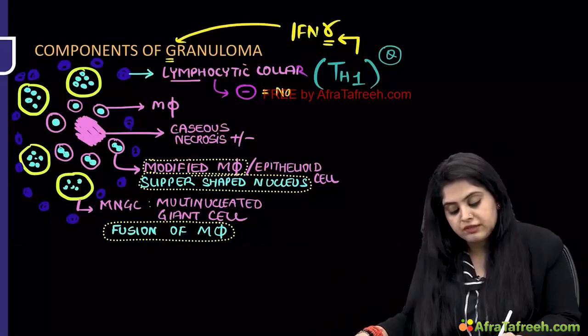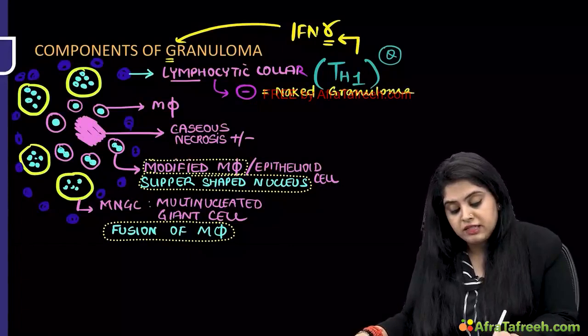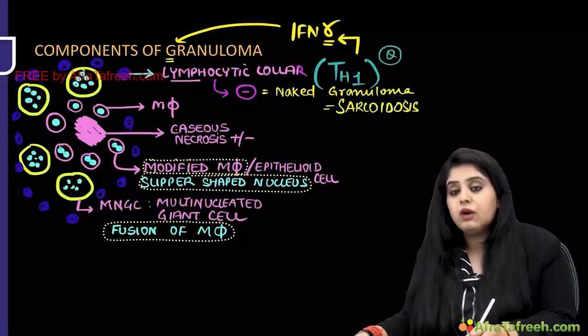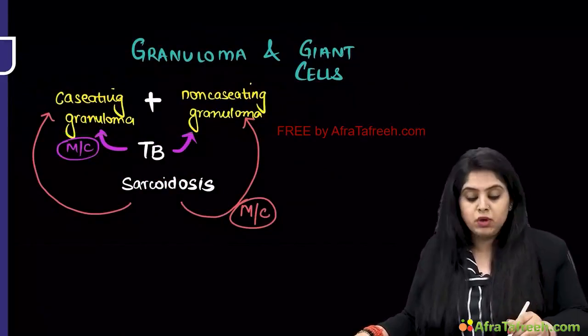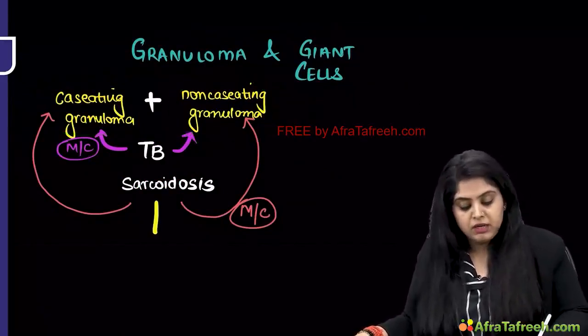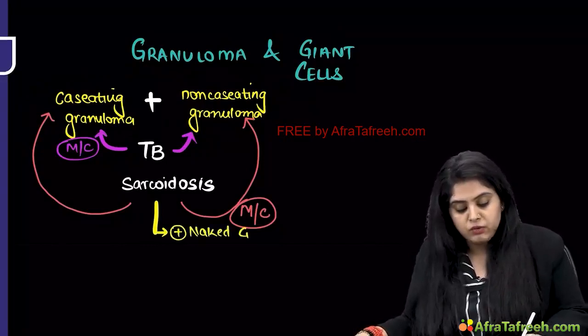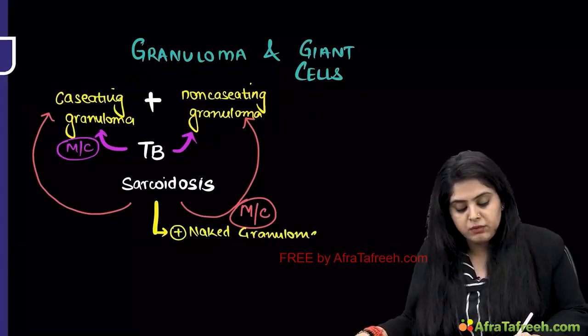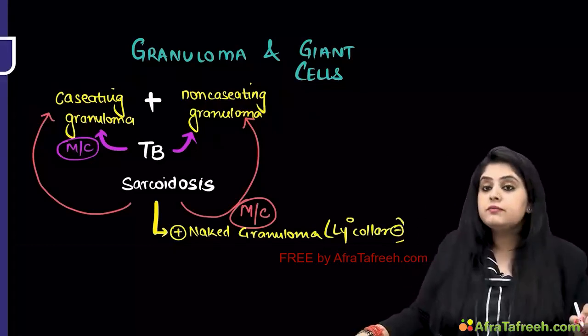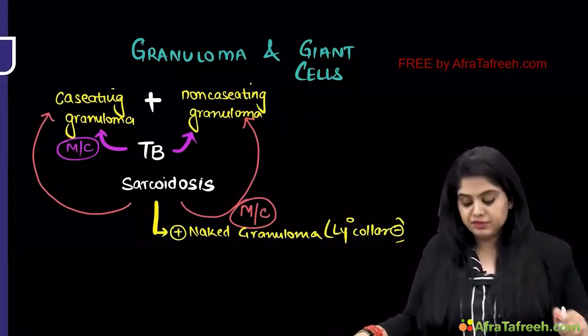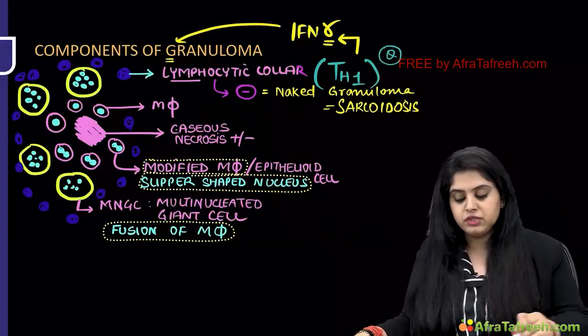If the lymphocytic collar is absent, I call it a naked granuloma, and naked granuloma is seen in a condition known as sarcoidosis. Naked granuloma. So now guys, sarcoidosis shows you what? You said, ma'am, it was non-caseating, yes, sarcoidosis more commonly shows non-caseating granuloma, plus sarcoidosis also shows a naked granuloma. Now you all know the definition of a naked granuloma. What is absent? The lymphocytic collar is absent. I hope everyone is sorted with this information.